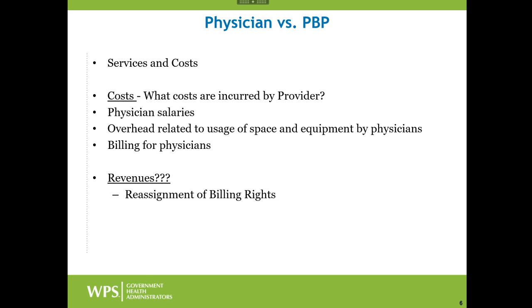And some of the answers here, we could have physician salaries. Those are the common ones. There might be costs related to the overhead from the usage of the space and equipment by the physicians. And there might also be billing costs for the physician's services. So the hospital obviously is billing for their own services to patients, but they may also take over billing responsibilities for physicians. Now, these are costs. We're not saying these are all allowable at this point, but these are costs that could be incurred, some common examples.